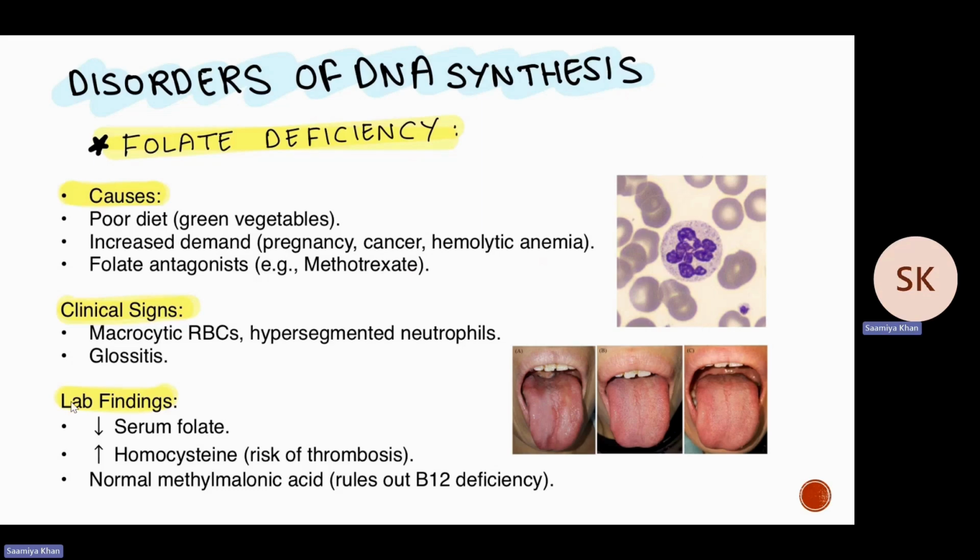In the lab, when we do tests, we would find that the serum folate has been decreased and homocysteine has been increased, which can lead to a risk of thrombosis. Now, one thing to rule out that it's not B12 deficiency is that the methylmalonic acid, which is more biochem related, is going to be normal. And that's all about folate deficiency that's necessary to know.